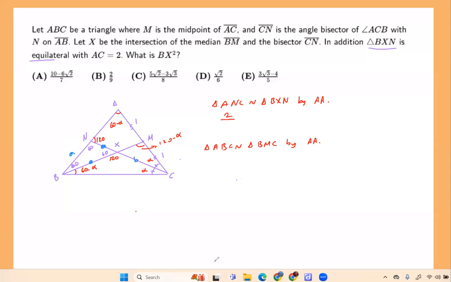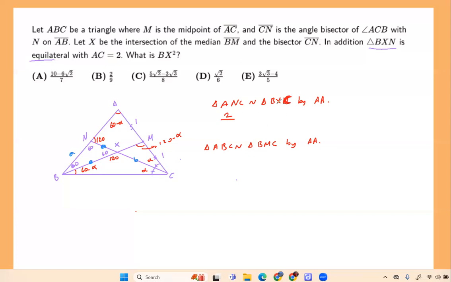And we do have now something: AC, the side that is opposite to 120, was 2, in AC, and then BXN. Let me double check, BXN. I think that wasn't correct. ANC, 60 minus alpha, 120, and alpha. I think it was BXC. So BXC, so this should be BXC.